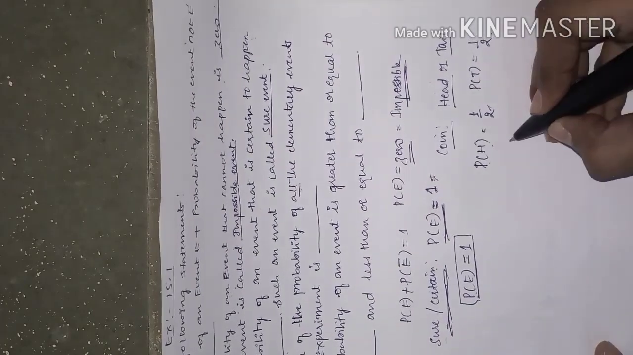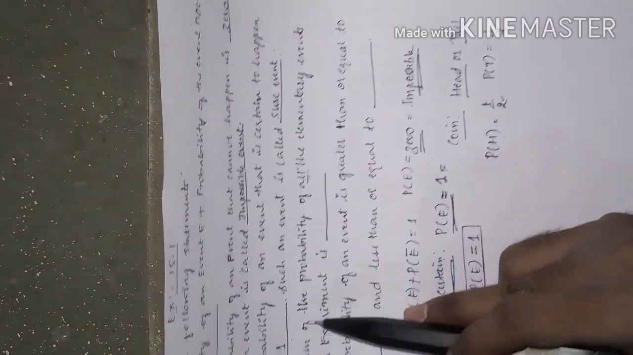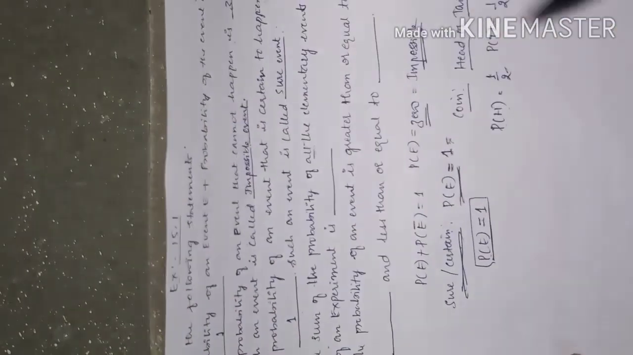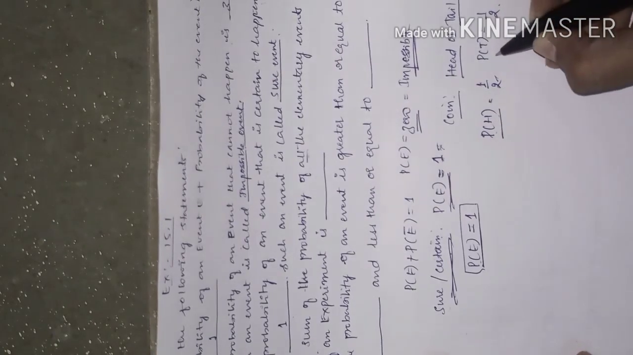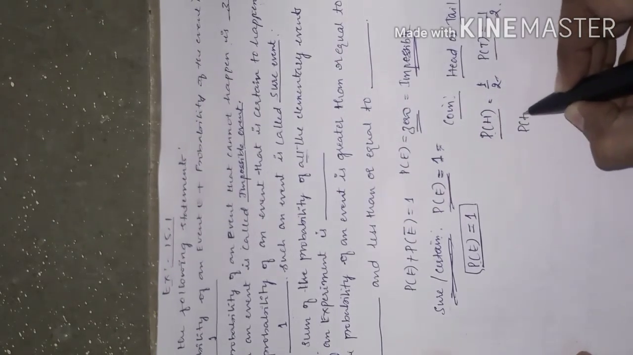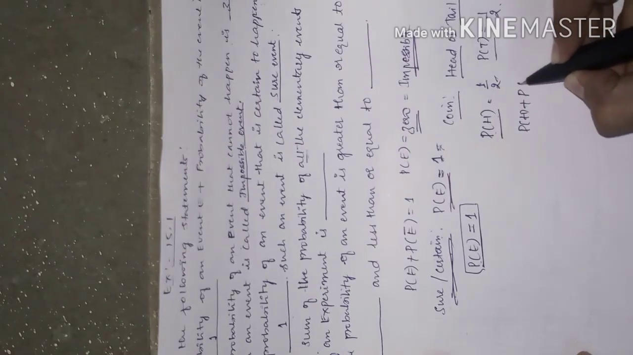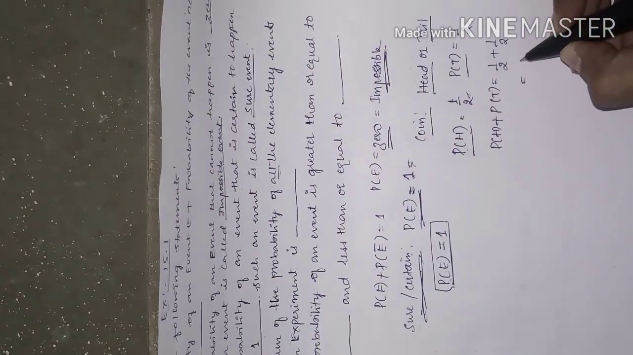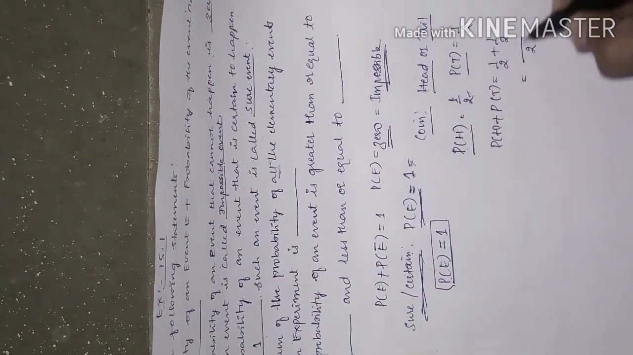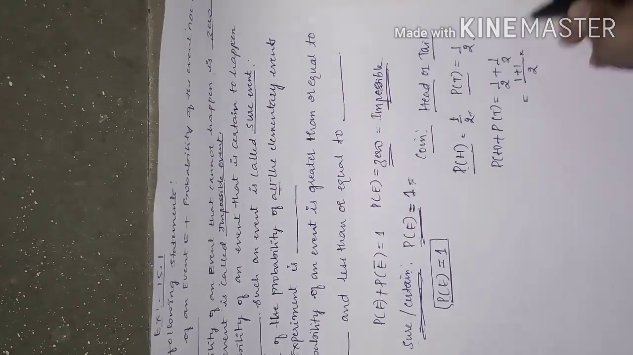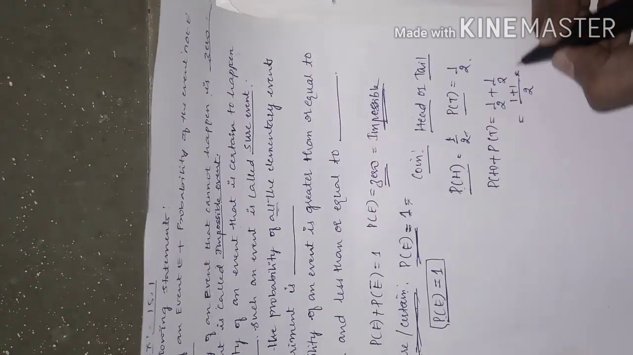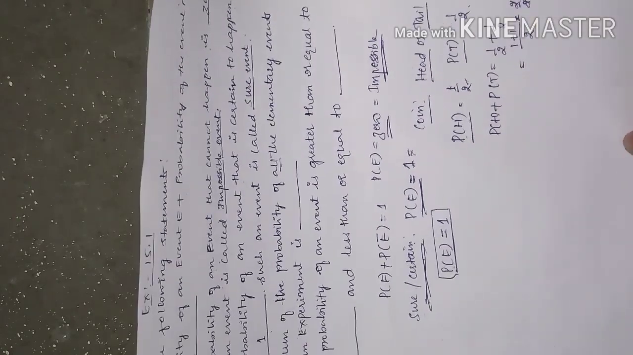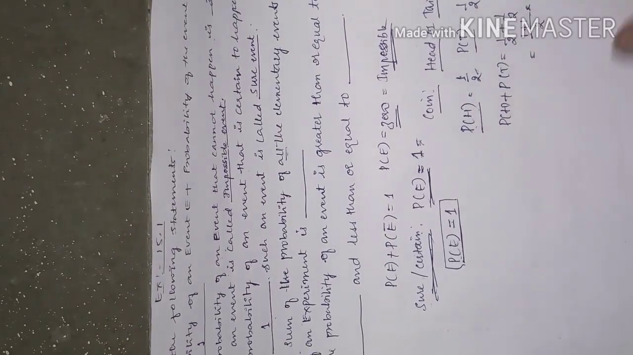So they are saying the sum of the probability of all the elementary events, that is probability of head and probability of tail, is 1 by 2 plus 1 by 2. The LCM is 2 and 1 plus 1 is the numerator. So 2 by 2, which equals 1. This is about the sum of the probability of all elementary events.